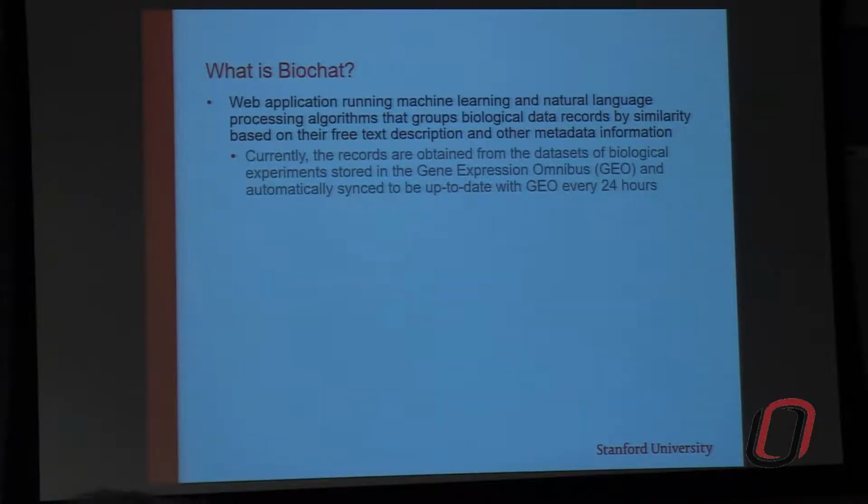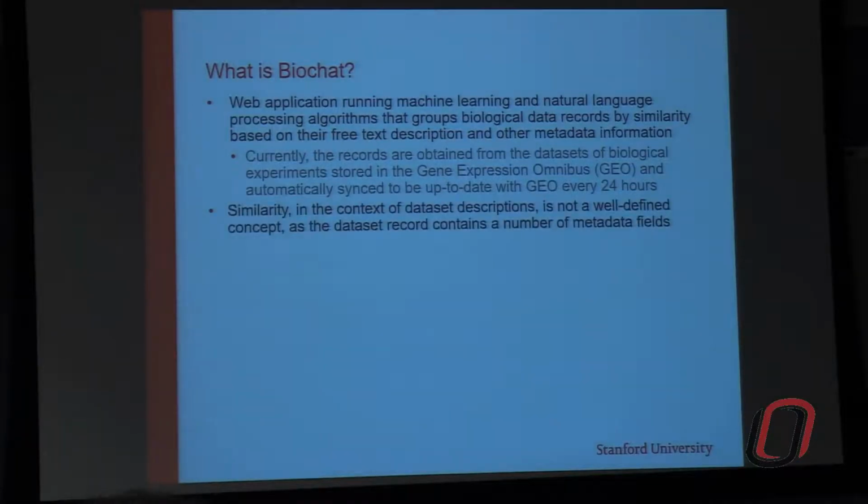And Biochat, by the way, is synced with the Gene Expression Omnibus every 24 hours. So in the back end, I have cron jobs that are running around the clock, syncing the data that's coming into GEO with Biochat. So Biochat is always up to date. I don't have to worry about it. I automated it, made my life easier. It works, and I'm happy.